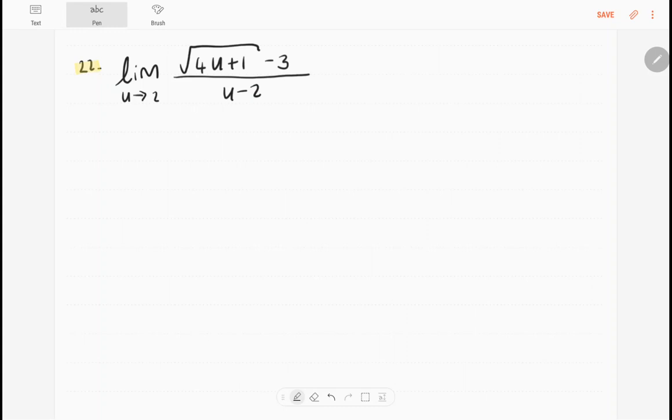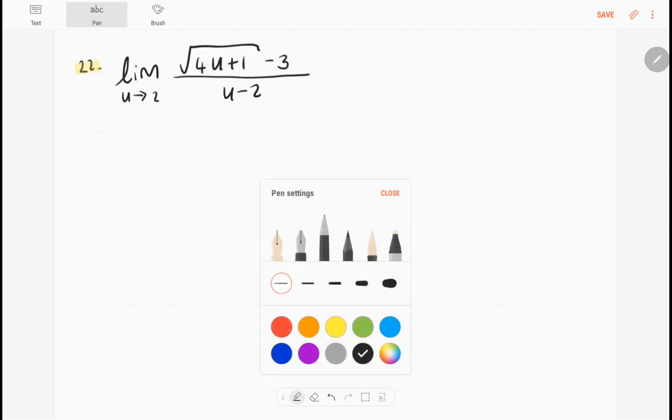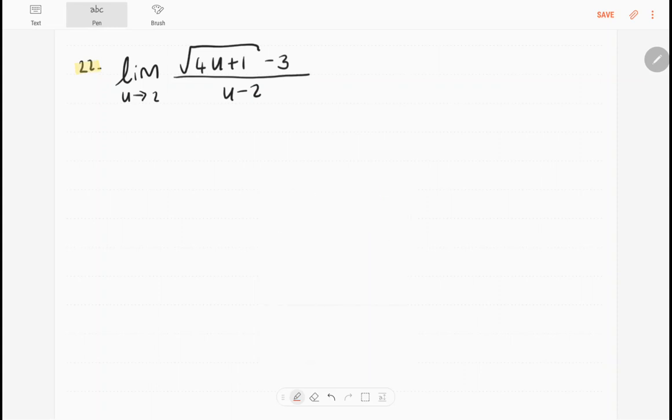When you have a function of this form that you are working out the limit of, so you have a square root of 4u plus 1 minus 3 somewhere in there or something of that form, a good idea to try and manipulate this limit is to multiply it by 1 in the form of the square root of 4u plus 1 plus 3 over the square root of 4u plus 1 plus 3.